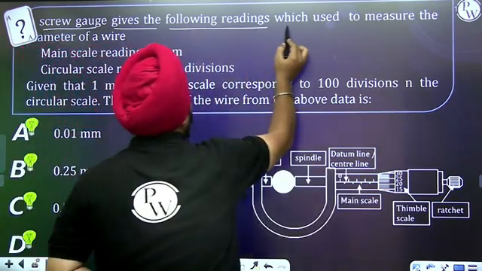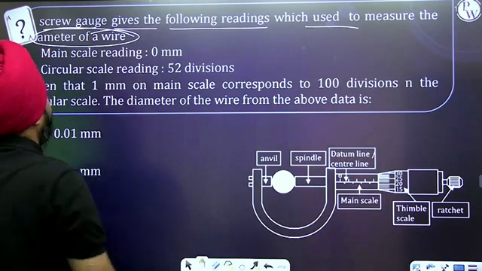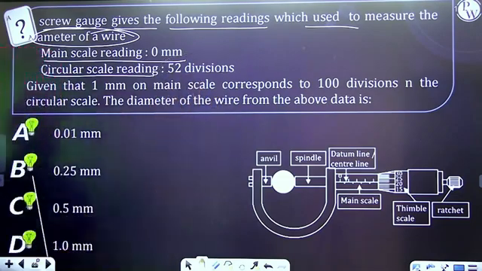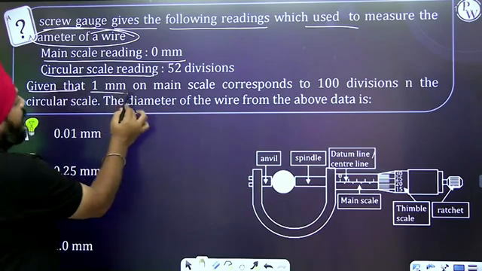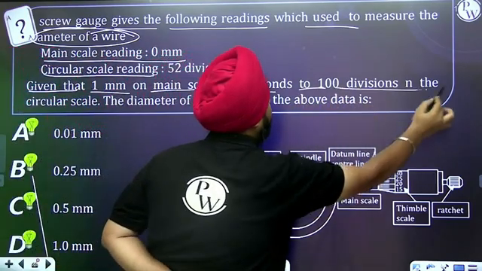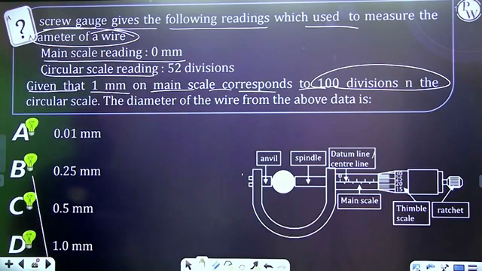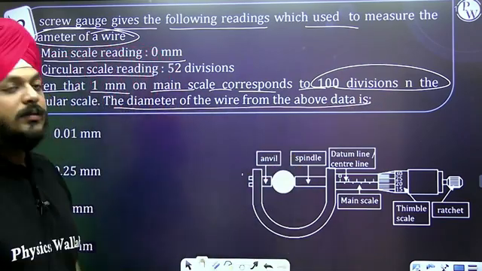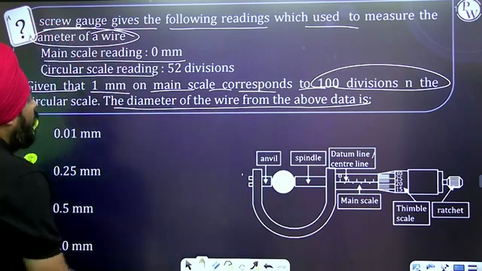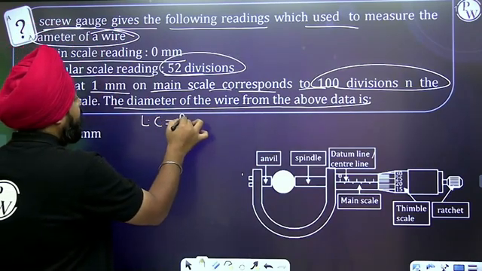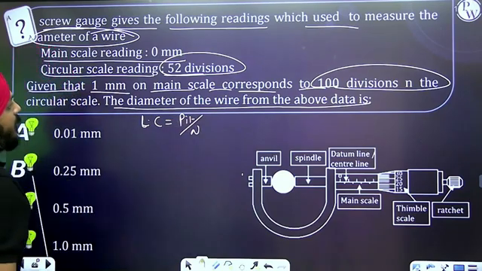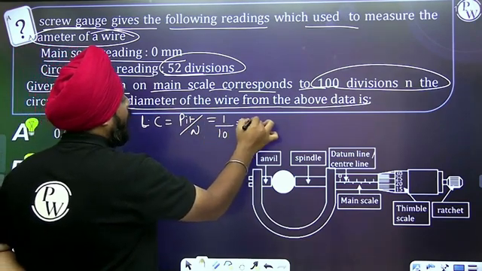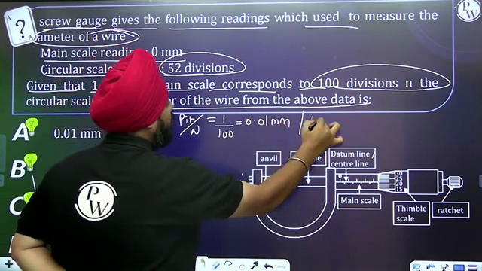A screw gauge gives the following readings, which is used to measure the diameter of the wire. Main scale reading is 0. Circular scale reading, 52 divisions coinciding. Given that 1 mm on the main scale corresponds to 100 divisions on the circular scale, what will the diameter of the wire be? First of all, we are going to calculate the least count. Least count is equal to the pitch divided by the number of divisions on the circular scale. Pitch is 1 mm, number of divisions is 100, so it is 0.01 mm.